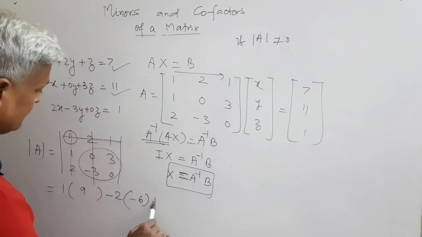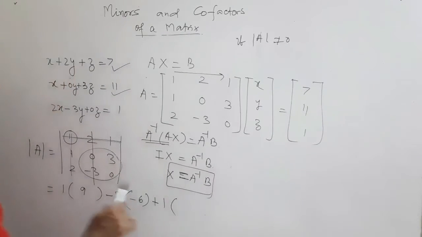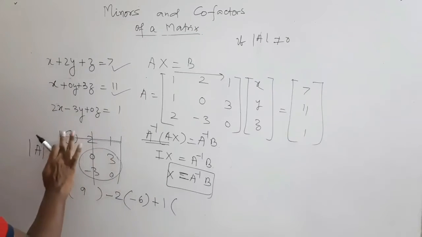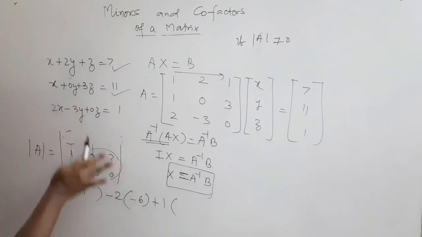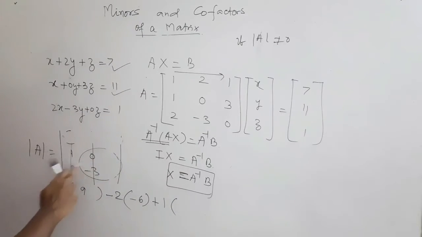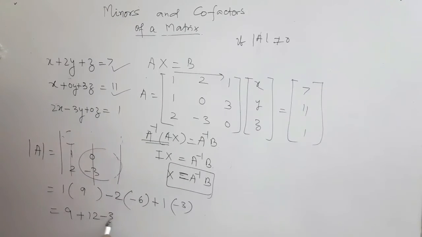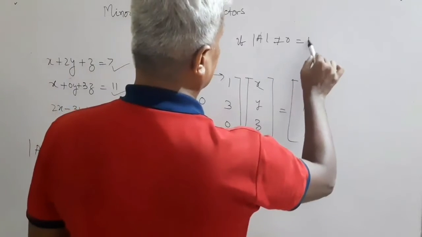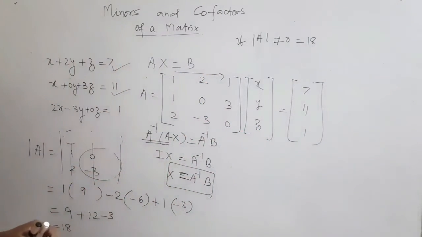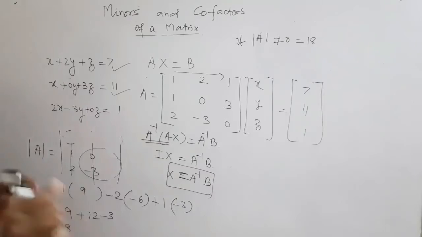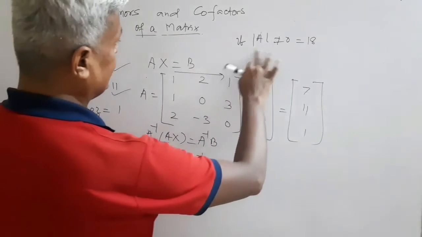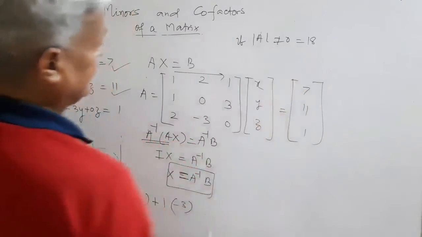So this is minus 6, plus the third one, 1, and then that particular row and column are gone. So minus 3 only. So the determinant value is 9 plus 12 minus 3. 12 minus 3 is 9, 9 plus 9 is 18. So the determinant value we are getting is 18. Now I need to clear some part of the screen, but you keep this in your head. This is our matrix and its determinant value is 18.